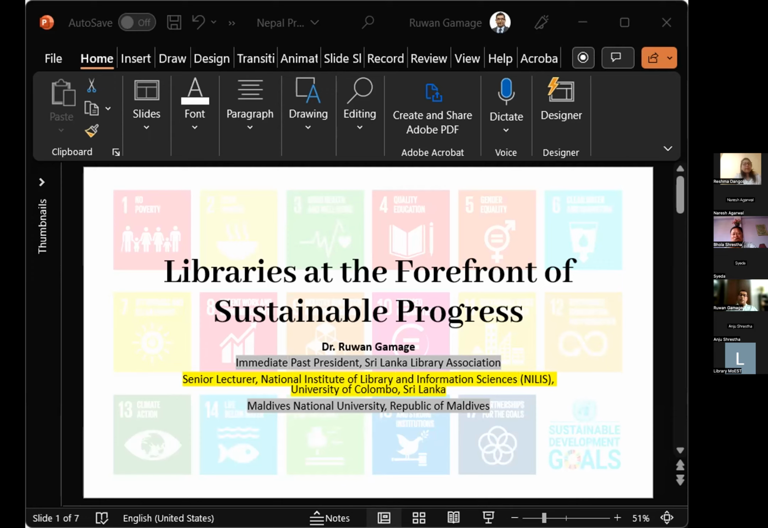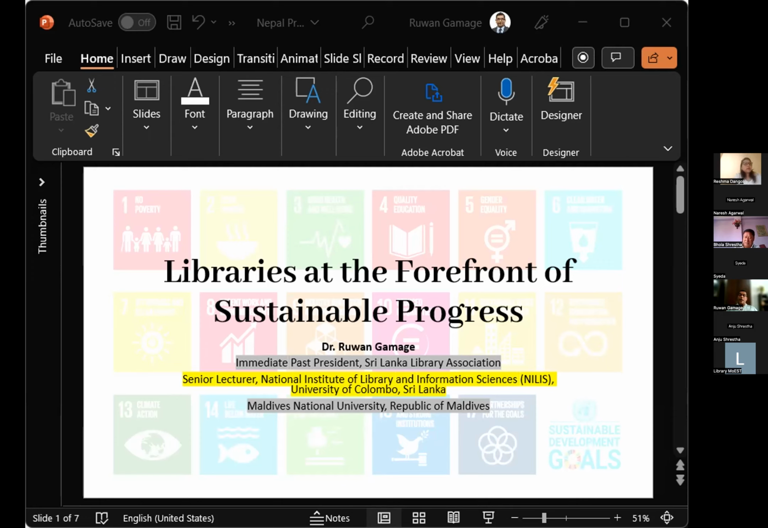Also, as a method of refocusing our attention on libraries, I will show how the Sri Lanka Library Association has used the Sustainable Development Goals, or SDGs. I will briefly show an extract of the Sri Lanka Library Association's SDG action plan that was developed in 2022 and covers up to 2024.